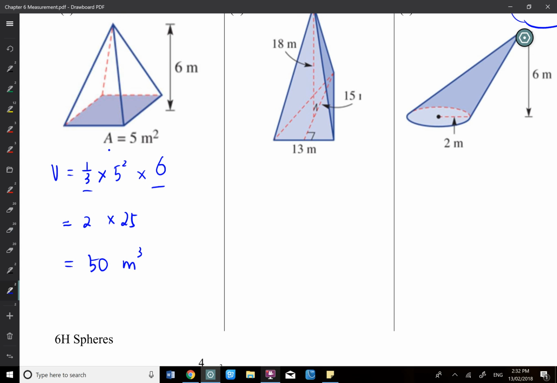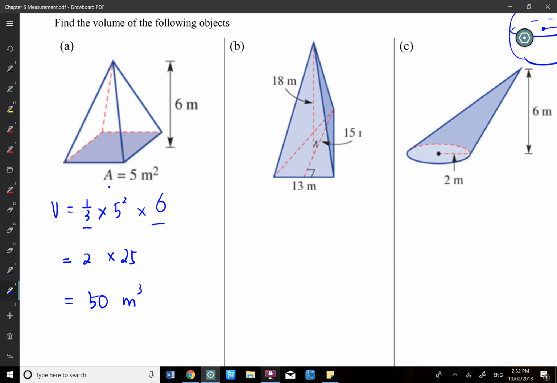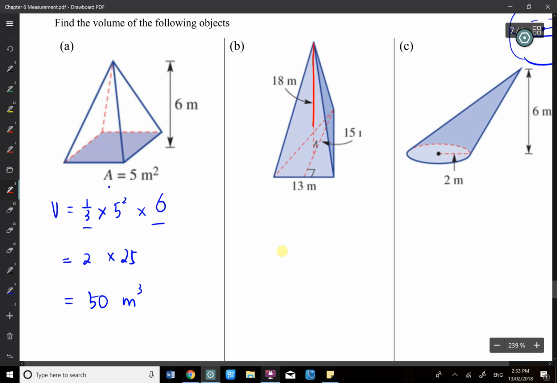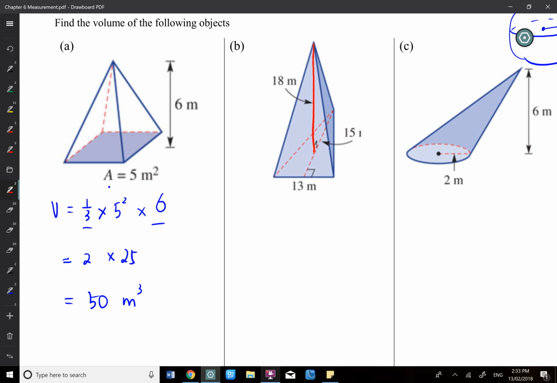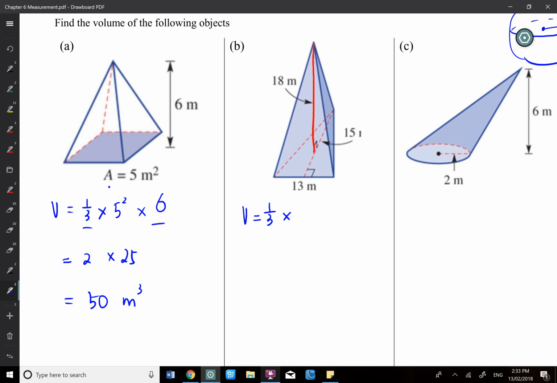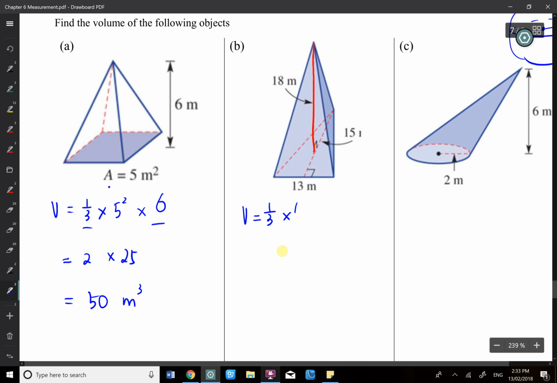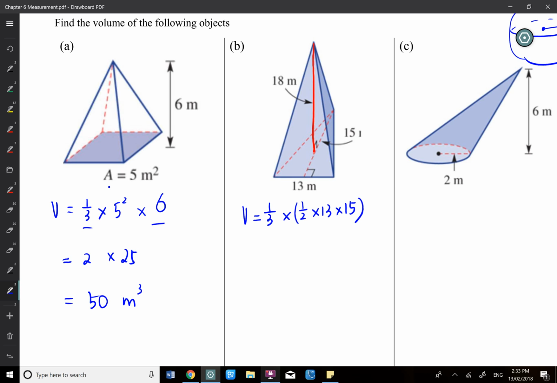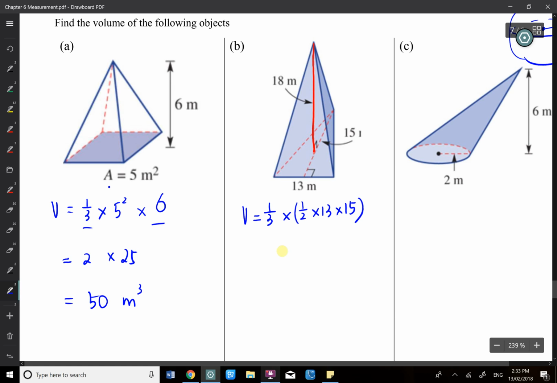Now the triangular base pyramid. It's a triangle and then just keeps going up. Can you see the height in the middle? The height is here, perpendicular to the base. It's not a slant height, it's from the point perpendicular to the base. So volume equals a third times the base area. The base is this triangle here. So it's a half base times height, a half times 13 times 14, that's the triangle at the bottom. And times 18, which is the height of this object.